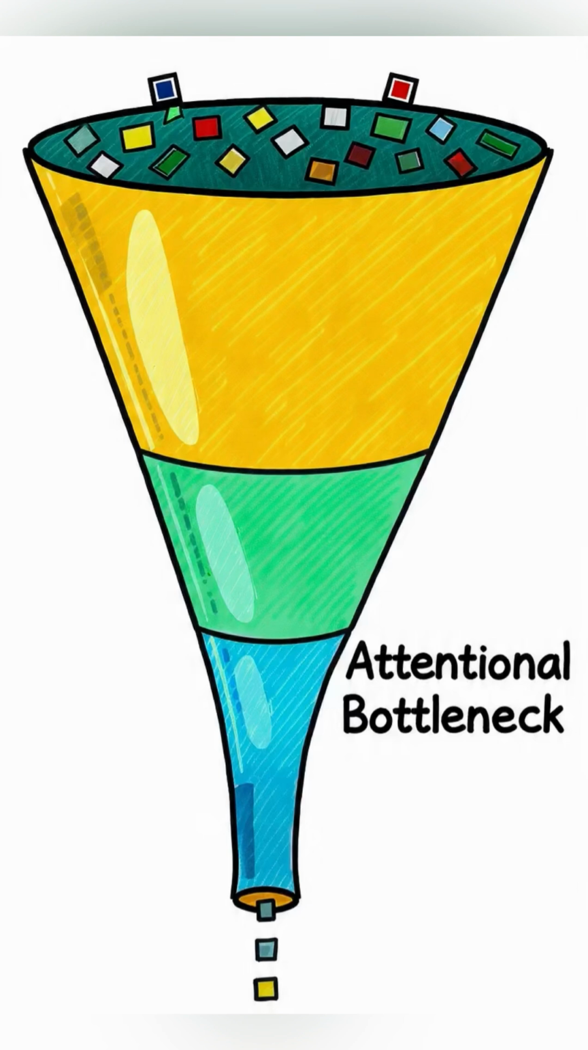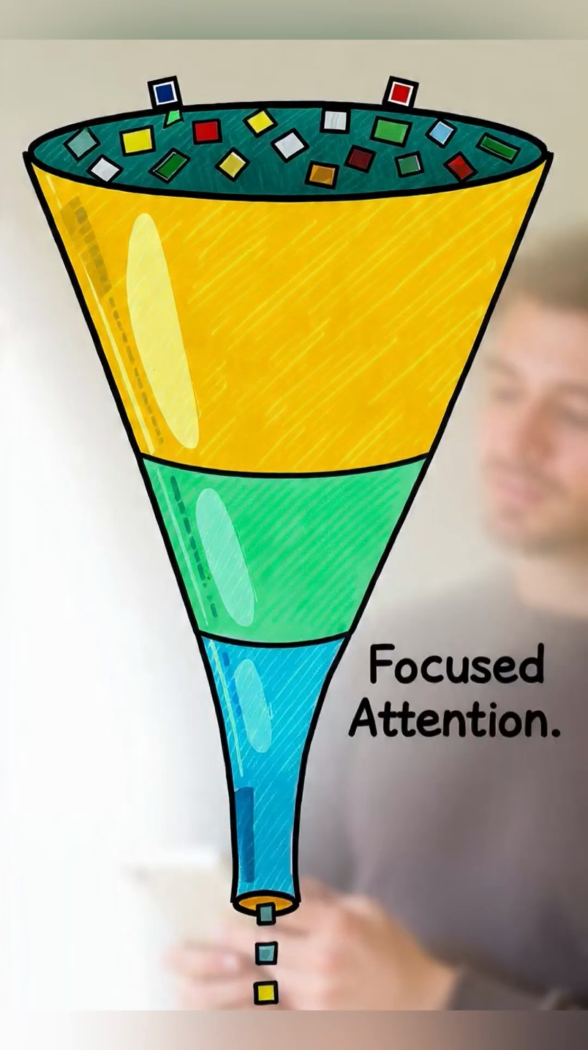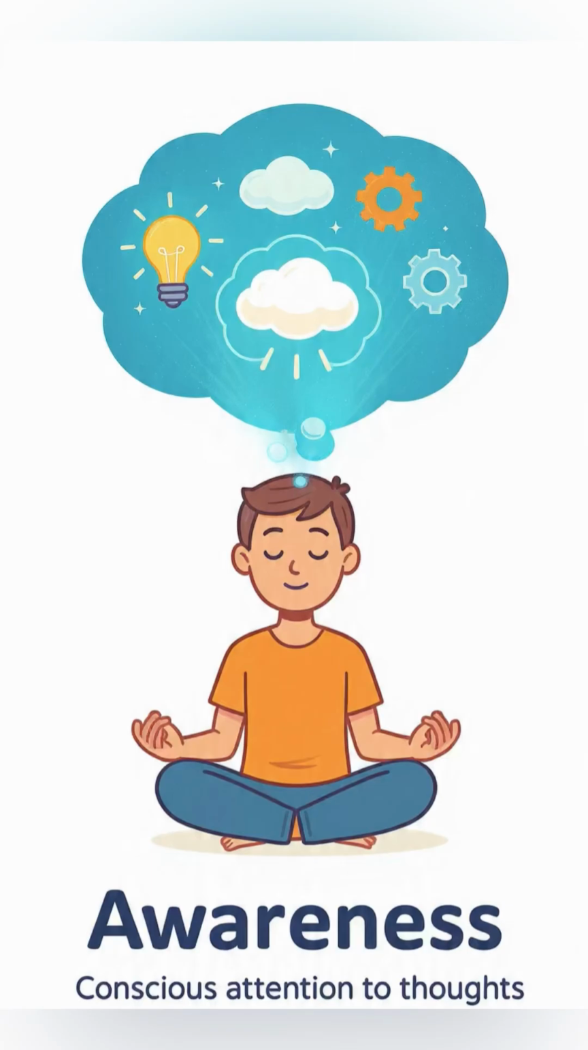Focused attention. Ignoring background distractions. A person reading a book while the world fades behind shows focused attention critical for learning and performing tasks requiring precision. Awareness. Conscious attention to thoughts and feelings. A meditating person with a glowing head shows awareness, a core part of consciousness, allowing reflection and deliberate action.